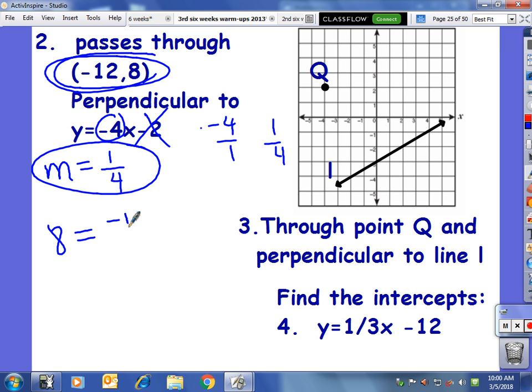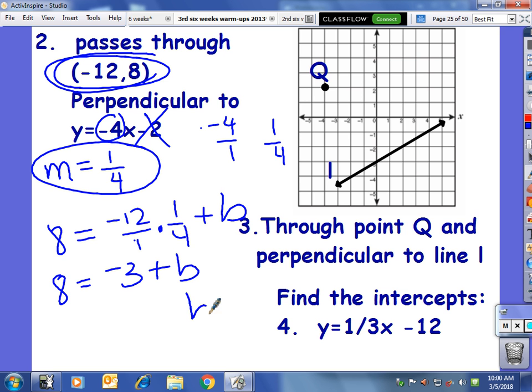Y equals m times x plus b. Now something nice happened here. -12 over 1 times 1/4 becomes -3. So the fraction disappeared on its own. What was the b value? 11. So here's my first version. Y equals 1/4 x plus 11.